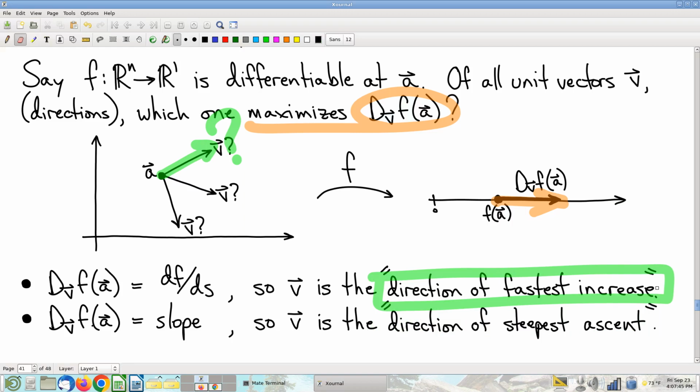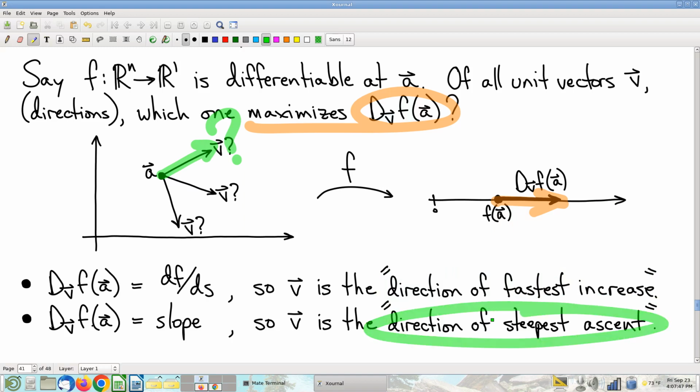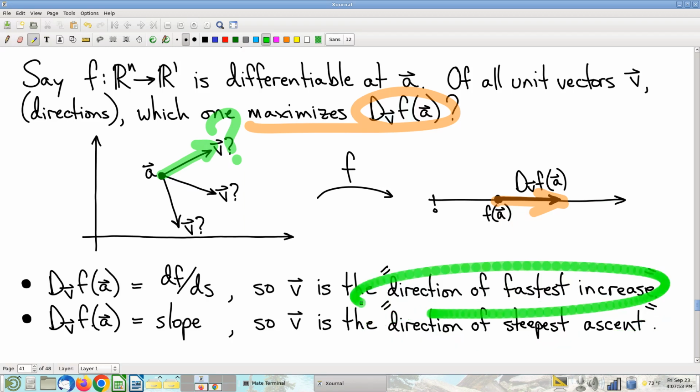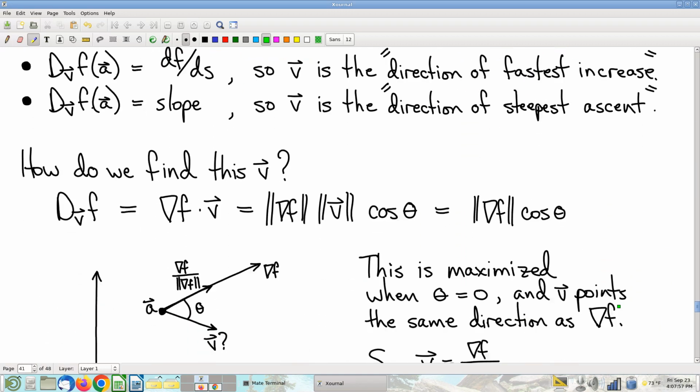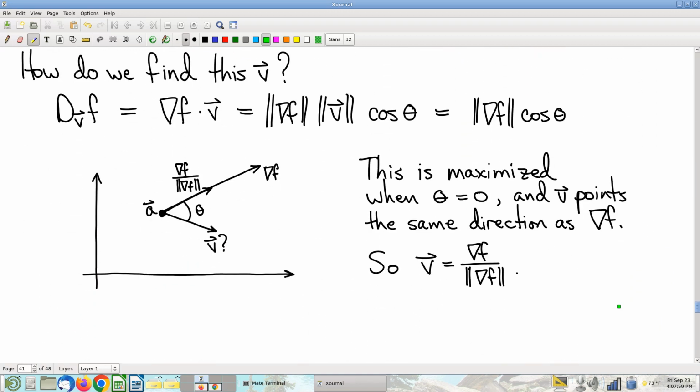Now, full disclosure, honestly, this is the more common term. So you're going to hear people say direction of steepest ascent. I encourage you, when you hear that, to think direction of fastest increase. Okay. All right, how to find it. Keep in mind this thing that we want to compute, the directional derivative. That's what we want to maximize.